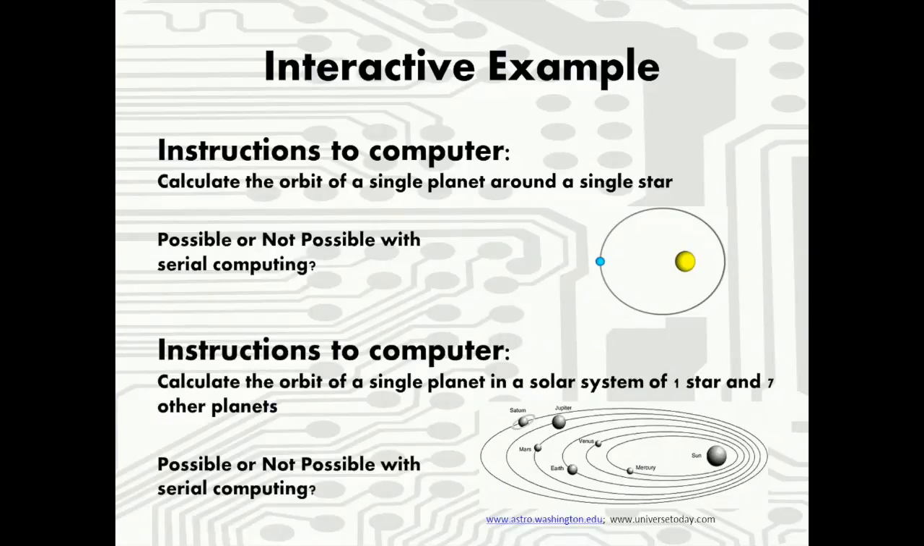Now let's do an interactive example. First, we're going to tell our computer to calculate the orbit of a single planet around a single star. Do you think this is possible or not possible with serial computing? Take a few minutes to think about the problem and discuss amongst the class. Be sure to explain your reasoning.